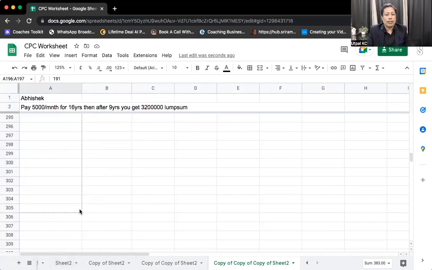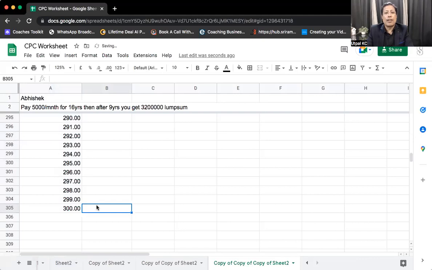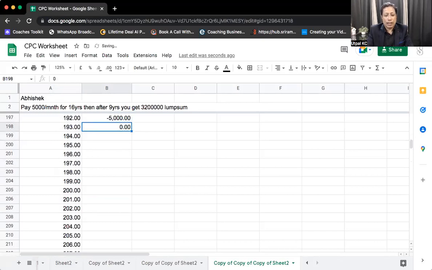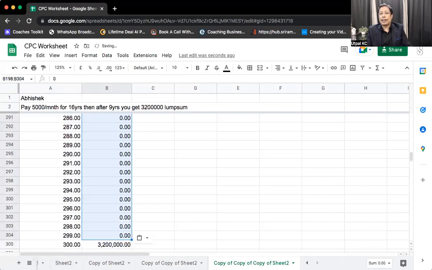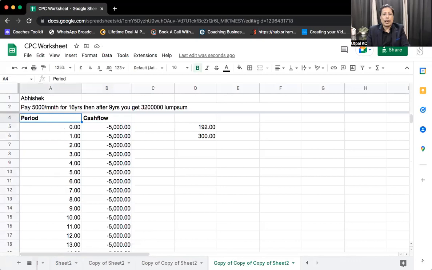At 300, here you are going to get 32 lakhs, and in between you are getting 0. From here you are getting 0. Abhishek, am I right? These are all months, correct?